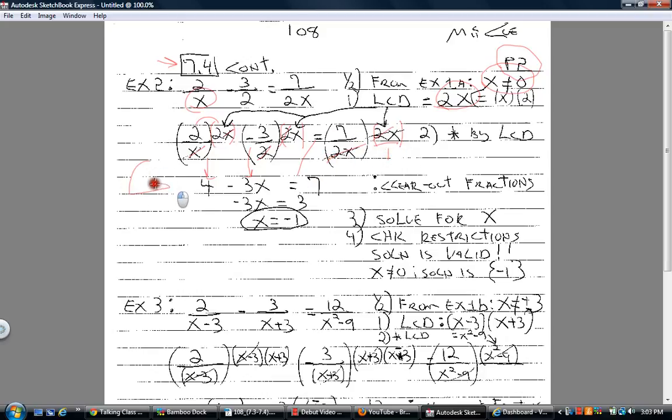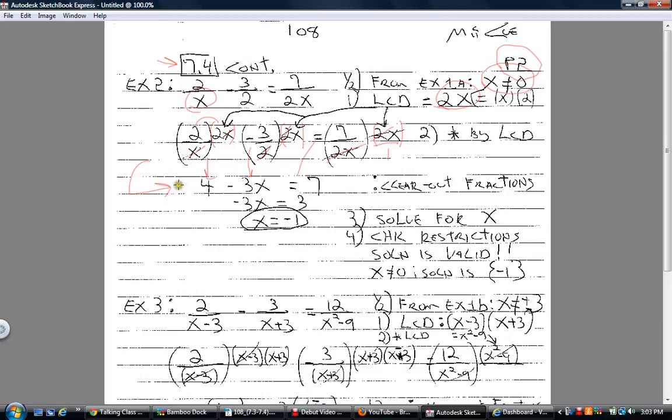What I love about this process is these problems look nasty to begin with. All you've got to do is figure out the LCD, multiply it across the board, and clear out the rational expressions or fractions, and boom, you're left with problems that are fairly easy to manage as far as algebra goes.